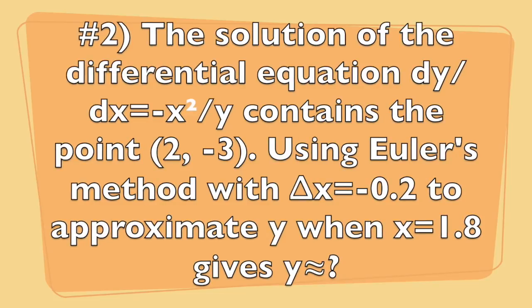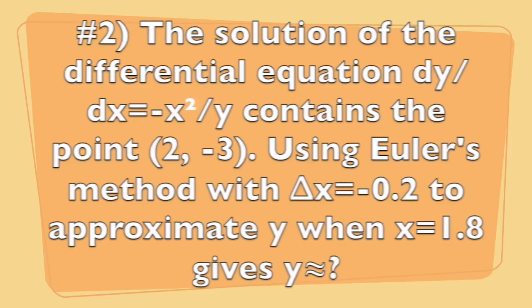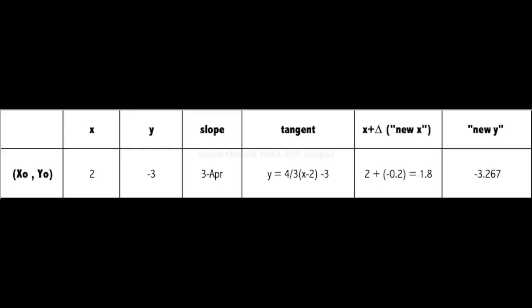The solution of the differential equation dy/dx equals negative x squared over y contains the point (2, -3). Using Euler's method with delta x equals negative 0.2, or your step is 0.2, to approximate y when x equals 1.8 gives y approximately equals what? We're going to set up our table again, like we did in the previous problem, with our x column, our y column, our slope, our tangent, our x plus delta x, which is our new x, and our new y. We're given that a point is (2, -3), so we plug that in for our x naught, y naught.